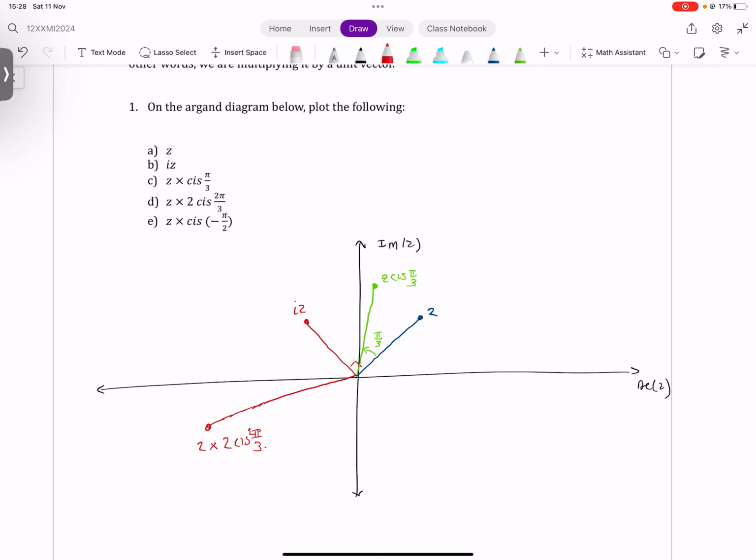Now we're going to have a look at z times cis of minus pi on 2. So minus pi on 2 is rotating it by 90 degrees in the other direction. So it's going to be right down here, and we're not changing its modulus at all. So that's 90 degrees there, and that's z times cis of minus pi on 2. Now we might want to note up here that cis of minus pi on 2 is the complex number minus i, because minus pi on 2 is a negative angle going straight down. So cis of minus pi on 2 is minus i. So this has the same result as multiplying z by minus i.